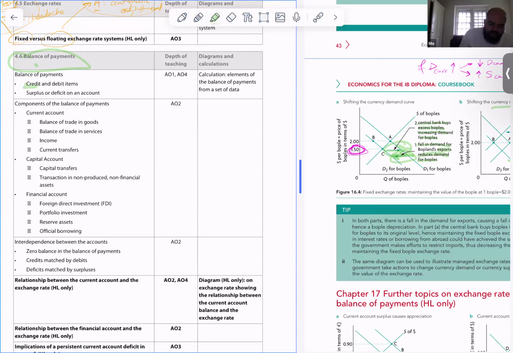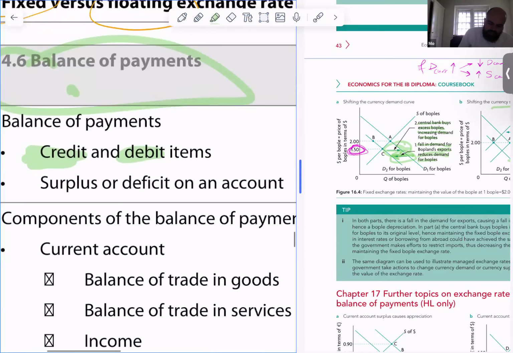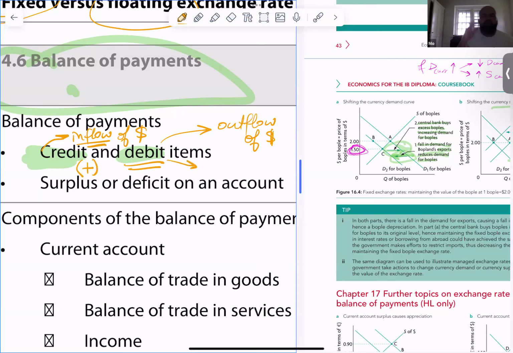Okay, so there are credit items and debit items. What's the difference? Basically, a credit item is an item that results in an inflow of money. Inflow, money coming into the country from the rest of the world. A debit item is anything that results in an outflow of money to foreign countries. So credits by definition are recorded as a plus, debits by definition are a minus because it's an outflow.